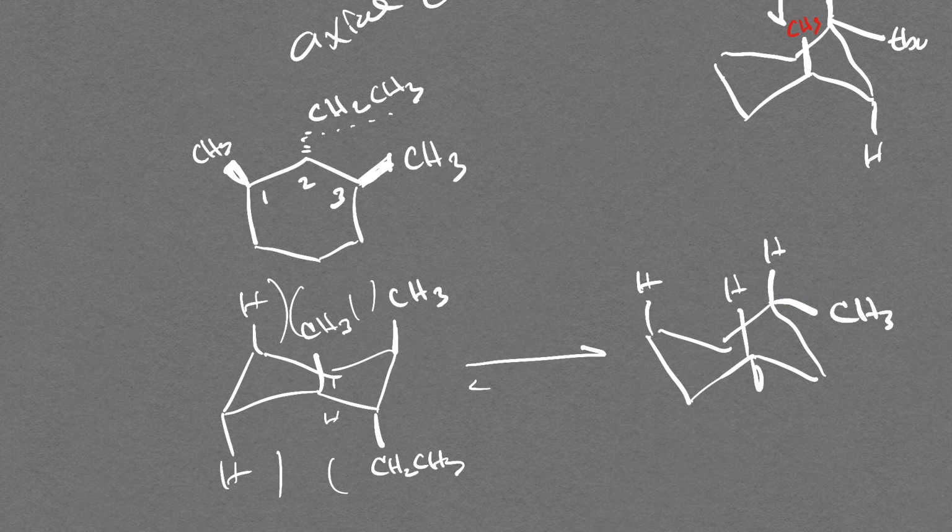This is equatorial pointing downwards, which means that in order for this to be trans to everything, it's got to be equatorial pointing upwards. So there you go. Now you notice these two are still trans to each other, and they're both equatorial. So clearly it has nothing to do with each other.